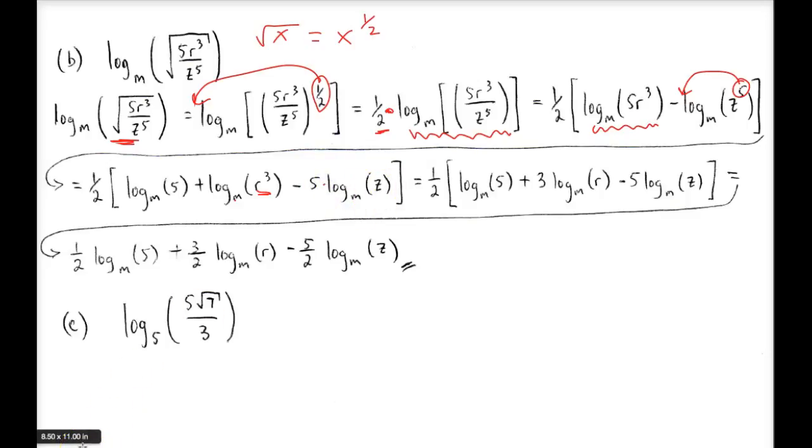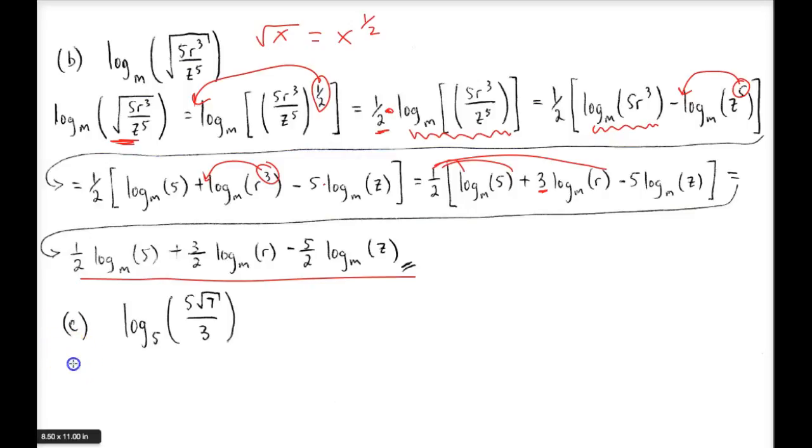Okay. And then from that point, the last thing that we can do here to expand everything out is take the r cubed and take the 3 and just pull that out. And so we see we have that there. And so now, if we simplify everything, we have 1/2 times log base m of 5 plus 3 times log base m of r minus 5 times log base m of z. And if we distribute our 1/2 to all terms, this is what our answer ends up looking like. Okay.